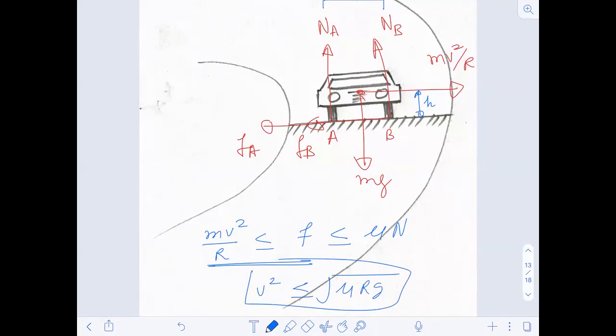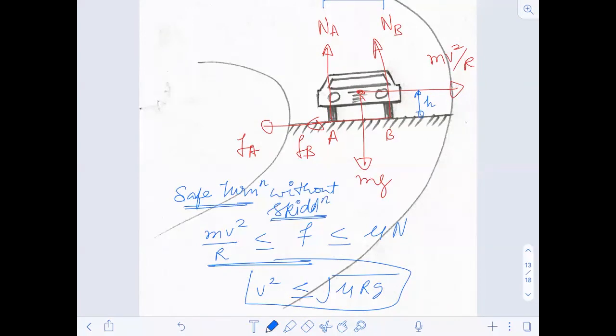Now, in this case, one thing becomes very important. This is the case of skidding, safe turning without skidding. This is the case that we all know.